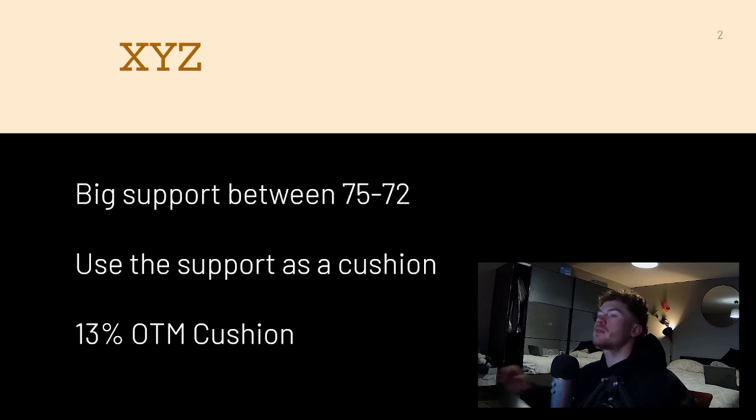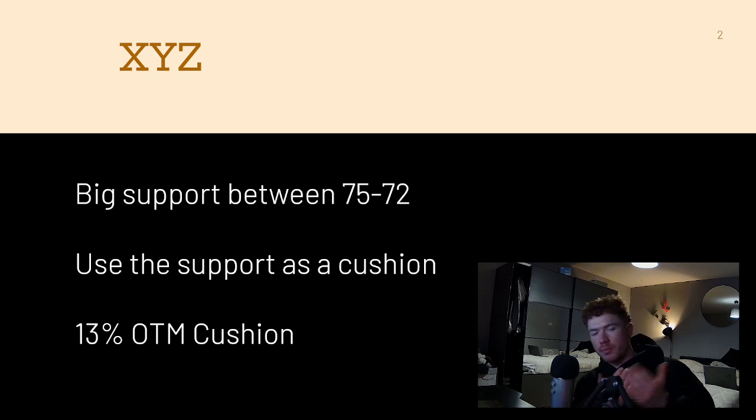So we can see there's big support between 75 and 72. Now we're going to use this support as a cushion. We want to be using the support as a cushion to sell these options to basically make our win rate as high as possible. It's also 13% out of the money. The downside of this trade is 13% out of the money. As long as it doesn't drop 13%, we make money.